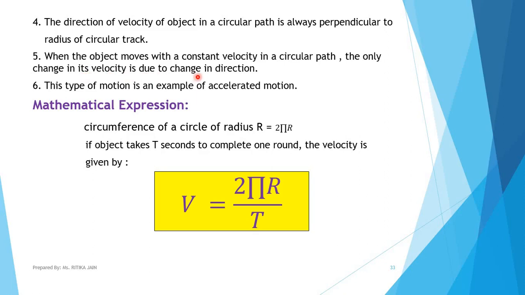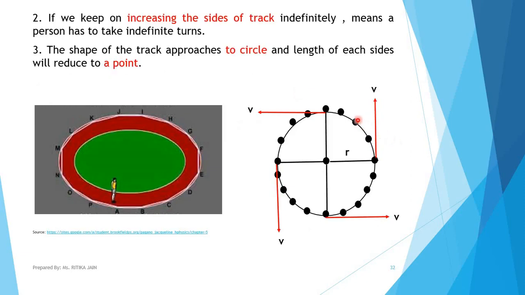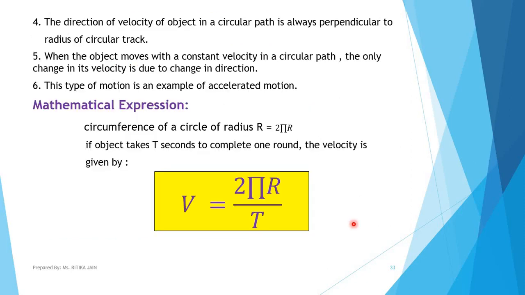Now, when the object is moving with a constant speed but changing direction, we call this motion accelerated motion. So this type of motion is an example of accelerated motion, when the object is moving with constant velocity, but the change of velocity is dependent on the change of direction, because the object is continuously changing direction. So this forms a uniform circular motion.